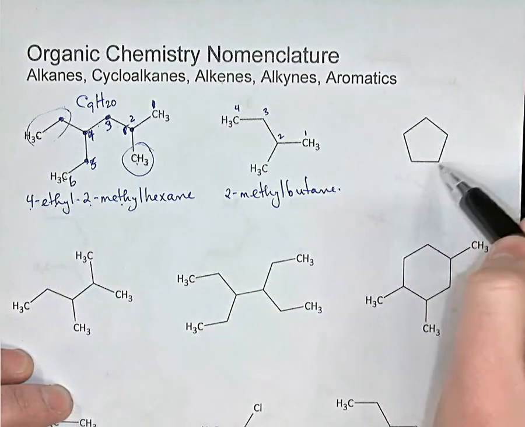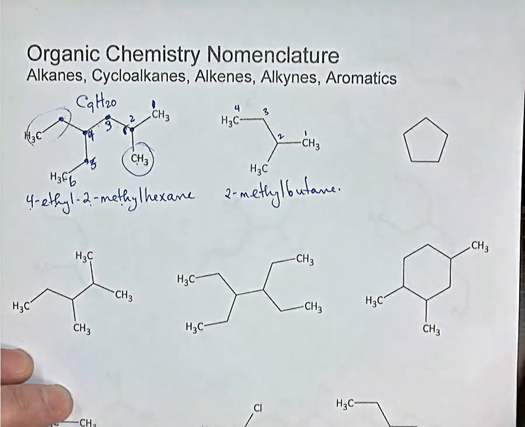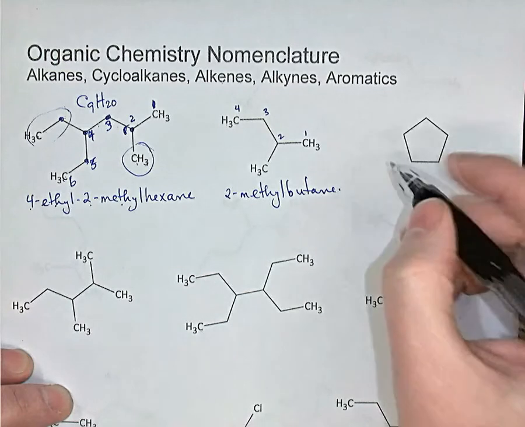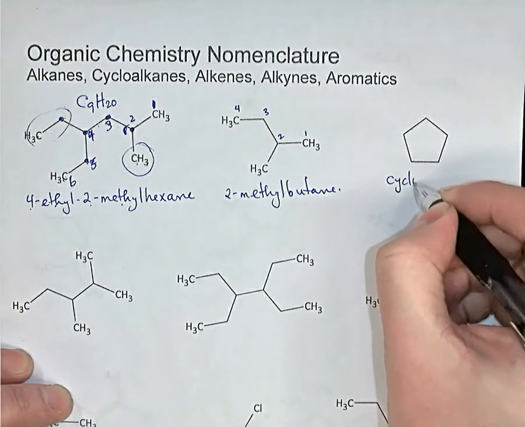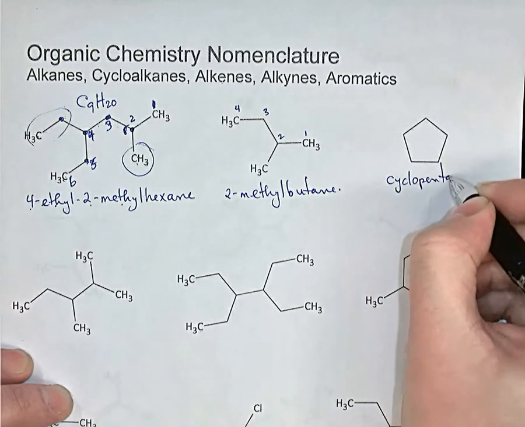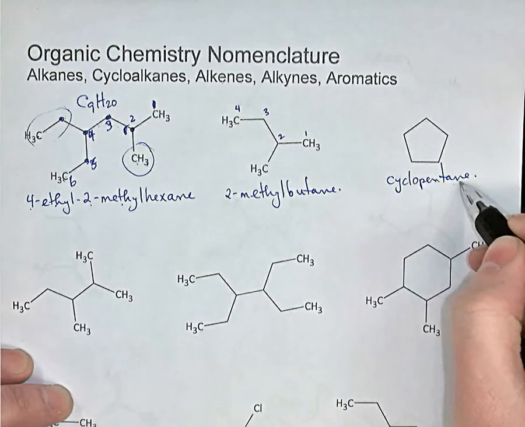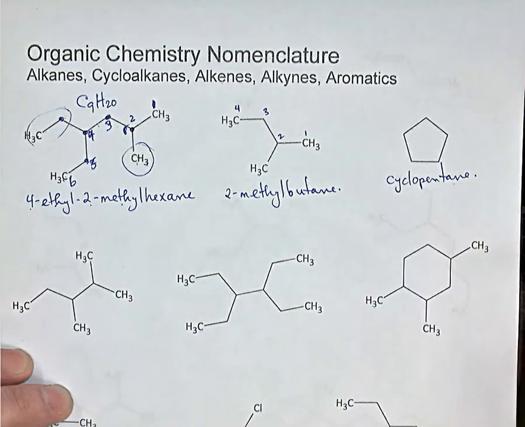So if this had been 5 carbons, it would be called pentane, but with a ring like this, it's called cyclopentane. Okay, so 5 carbons in a ring, cyclopentane.